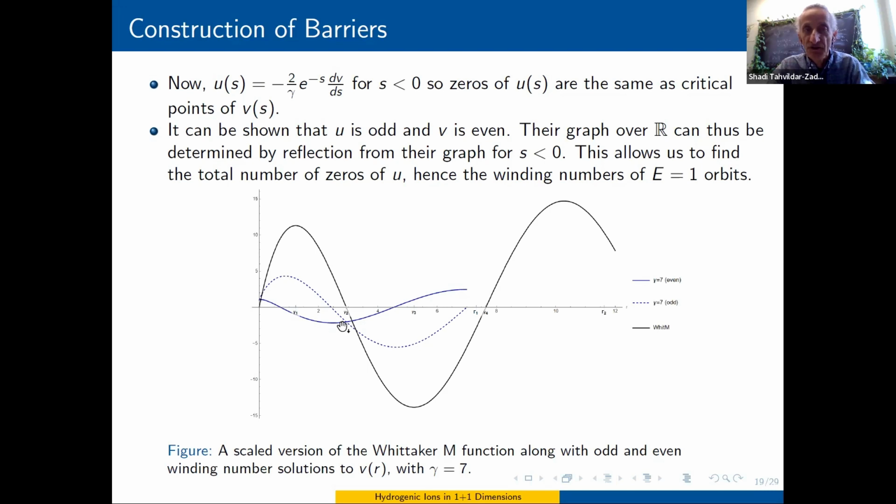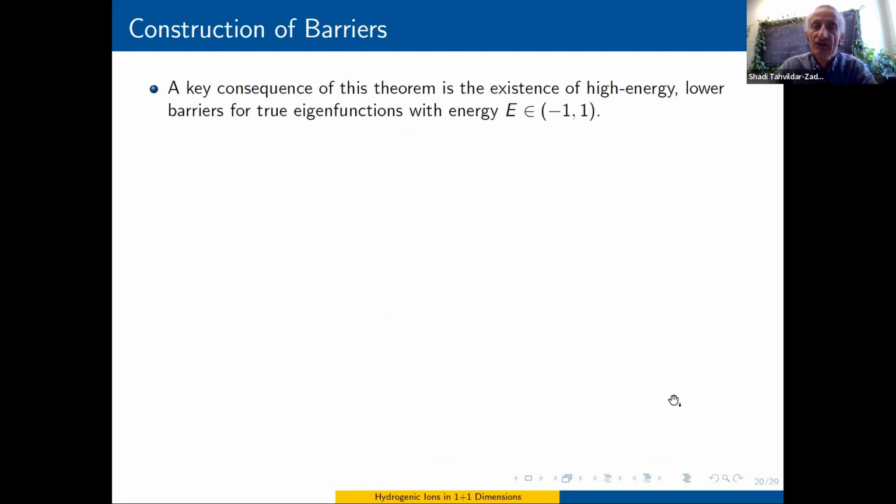So this is now 3 critical points. Now you need to reflect it with respect to this end. So at this end, you're not getting an extra 1. So now this is going to have 5 critical points. So U is going to have 5 zeros. So the winding number of this one is 5. So that's kind of the proof of that theorem.